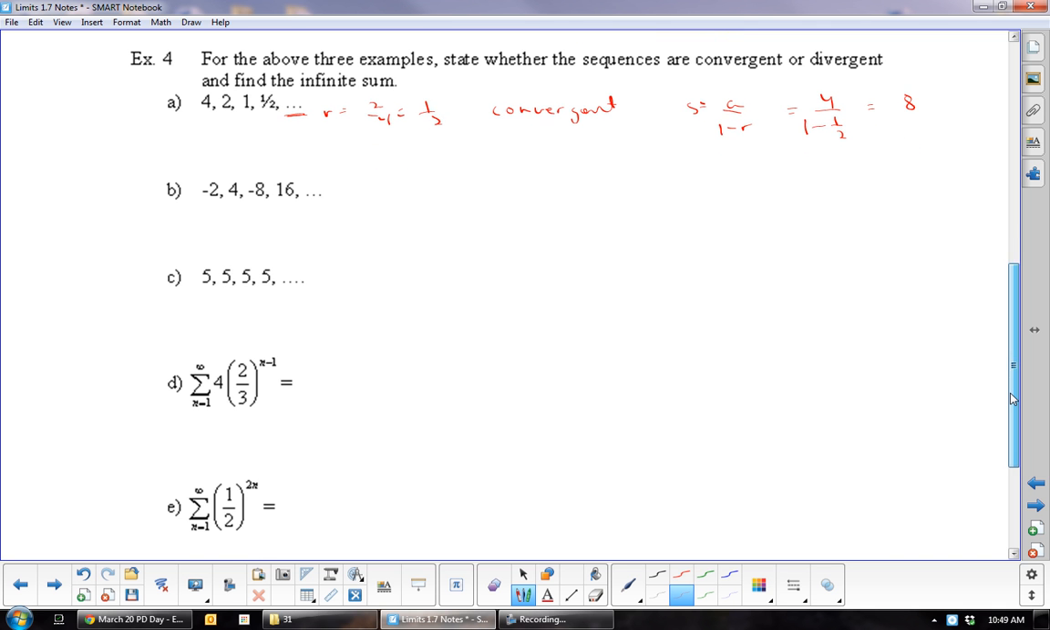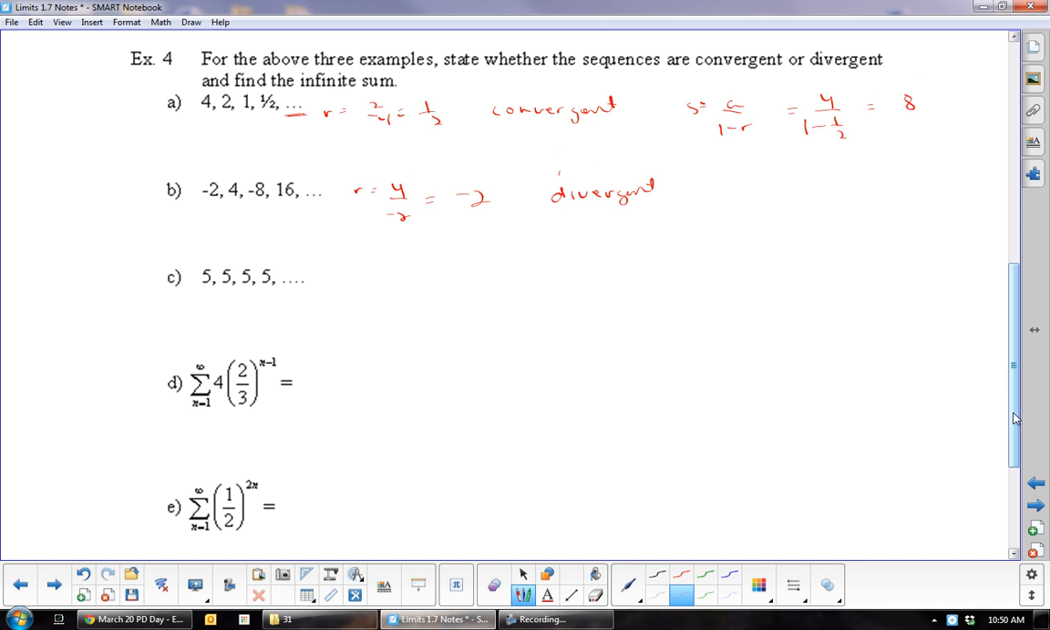Okay, B, convergent or divergent? What's the r? 4 over negative 2, which equals negative 2. Oddly enough, that confuses some students. They're thinking it is greater than negative 1. Actually, that's less than negative 1. So we want to make sure that if it is not a fraction, it is divergent, and you won't be able to find the sum of that. It keeps changing every single one.